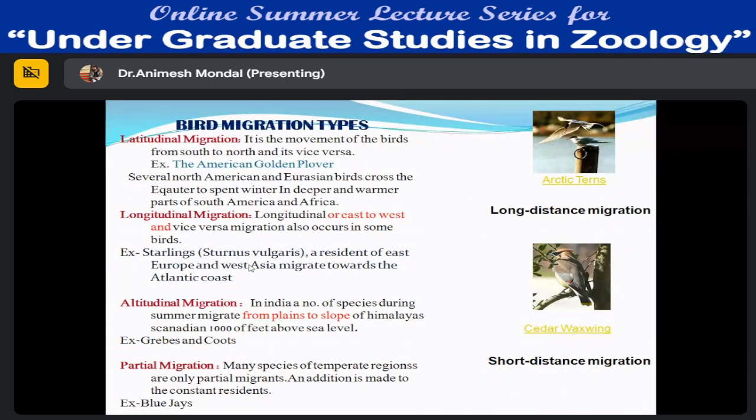Now some birds move long distance and some birds move short distance. So a long distance migratory bird example is Arctic tern. It generally enjoys two summers, and a short distance migratory bird example is cedar wasp, as I have also mentioned earlier, that Himalayan snow partridge and Himalayan black bulbul are also examples of short migratory birds.